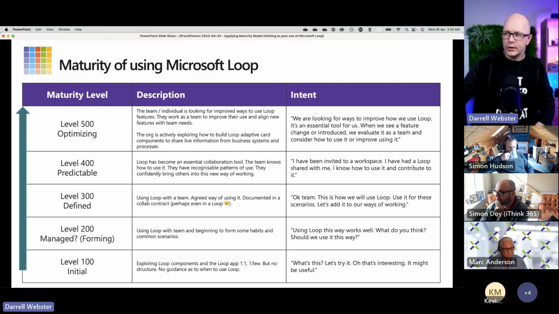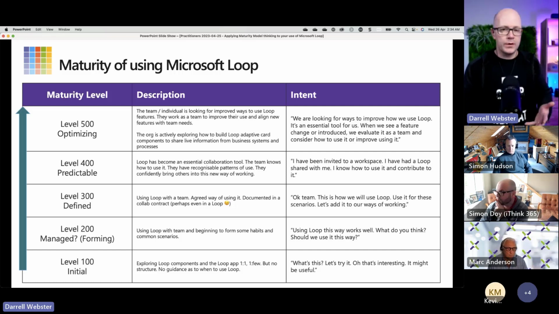So it's like, using Loop this way works kind of well. What do you think? Should we use it this way? And we're working out that way of working for ourselves. What I like about this, if you have an open, relaxed, collaborative culture, you are talking about these things with people, and you're saying, well, how does this work? Does this work or not work? Let's try it out. How can we do it better?